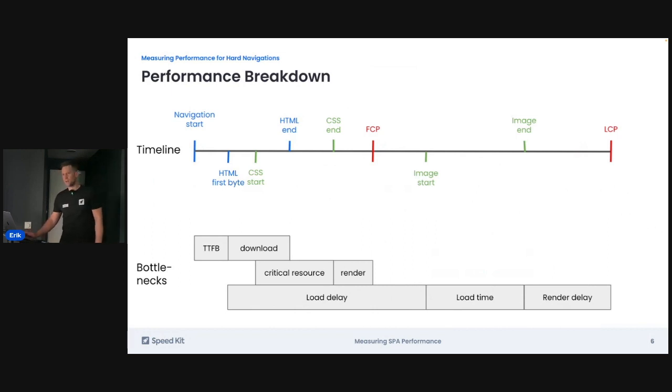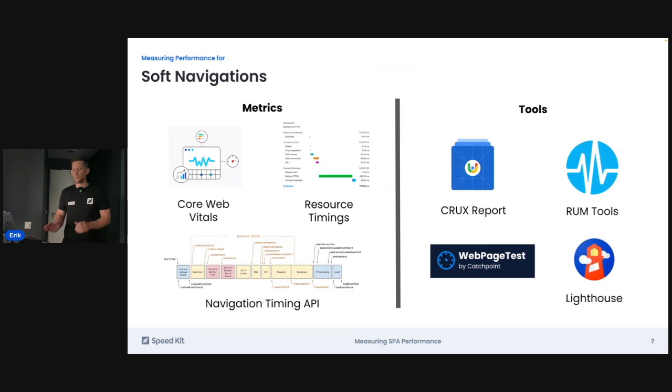There was a lot. And I wanted to show you this because I wanted to emphasize how much we understand about hard navigations and how great the metrics are that we already have in order to improve it. Now, I've even color-coded which APIs give you which metrics. So we have navigation timings, resource timings, and web vitals. Let's now take a look at the same picture for soft navigations. How are things looking there?